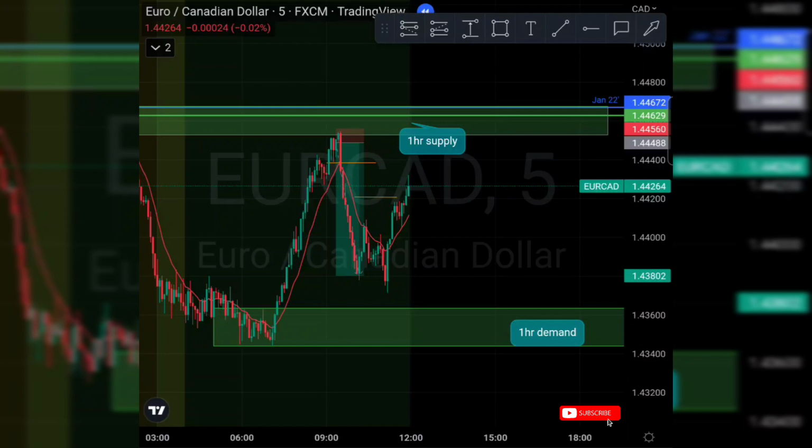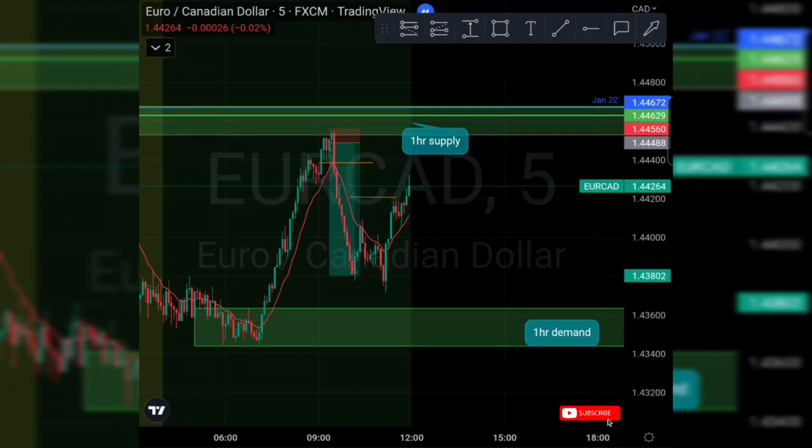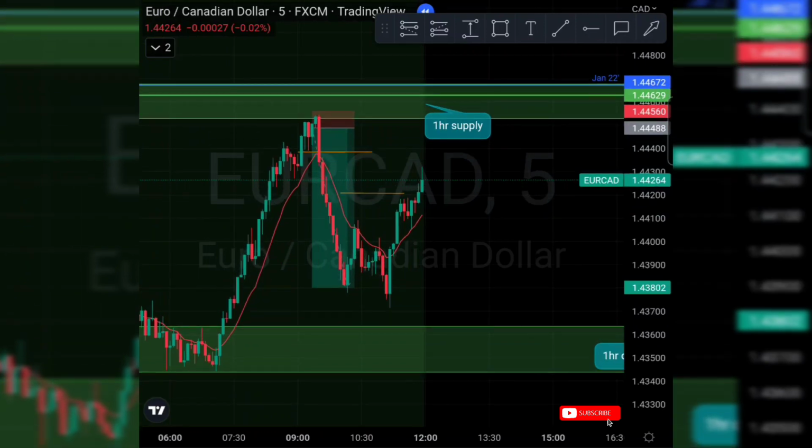Price chose to come to the 1 hour supply, threw us right in to head towards the 1 hour demand to fill in some of them gaps. And again, you see how aggressive that drop was.